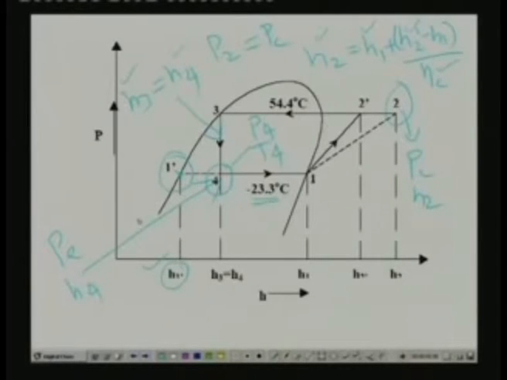So, that is how you have to find the properties at various points. It is always useful to draw the cycle on a pH diagram and list what points you know and have an idea of the different processes. Then you can straight away read the missing data points.